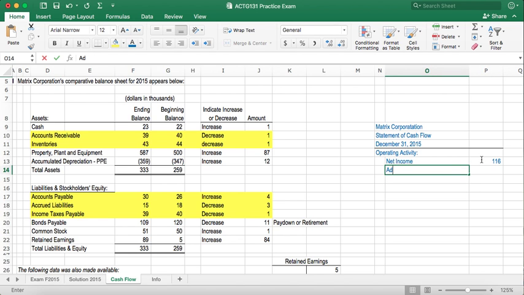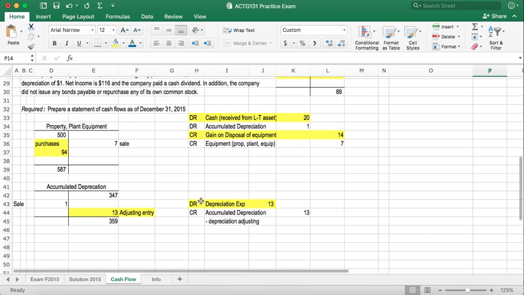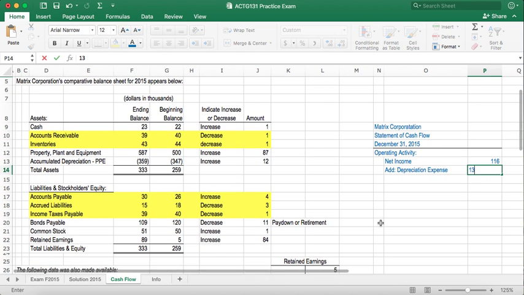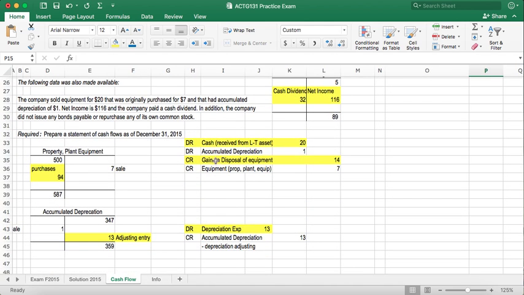The next thing we're going to do is add depreciation expense. And remember, this is depreciation expense, not accumulated depreciation. We calculated that over here, so that is 13. We're also going to add the gain on the disposal. And remember, if it's a gain, it affects the statement of cash flows as a reduction. So our gain is right here, so that will be a reduction of 14.